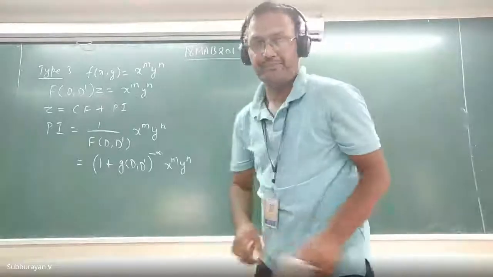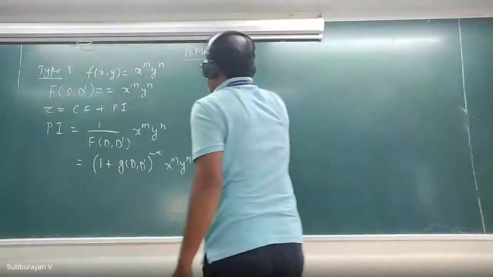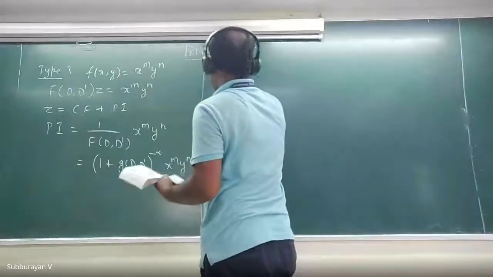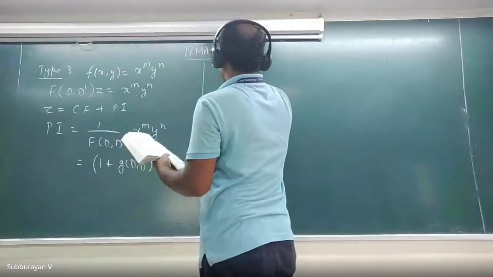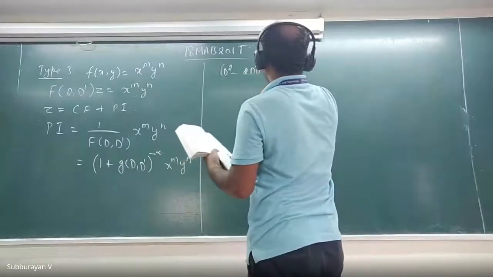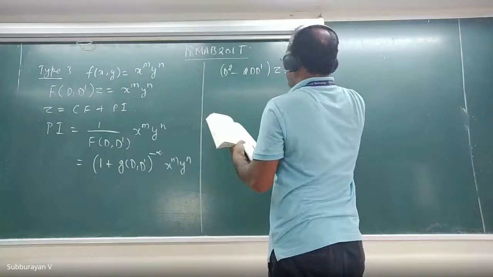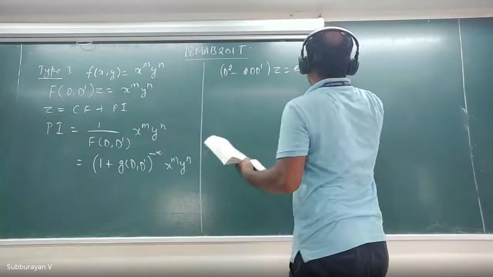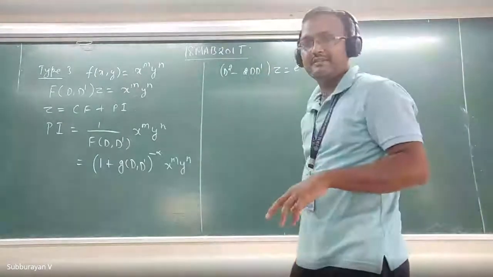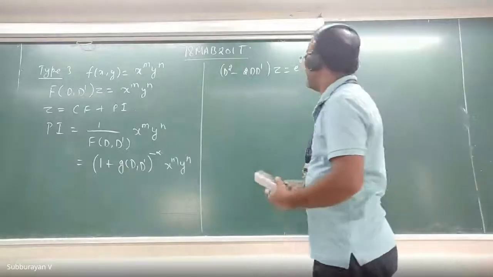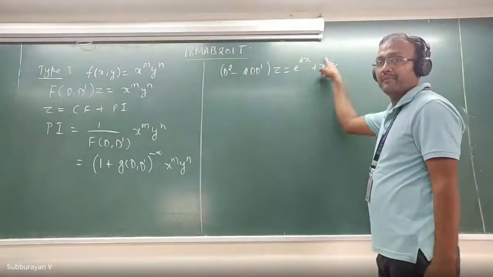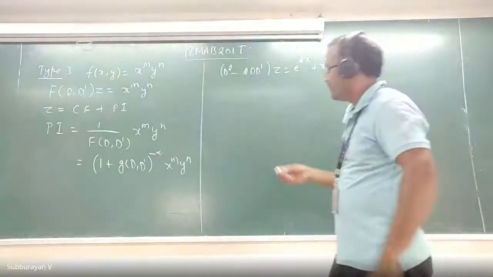First problem. Solve d square minus 2d d dash into z, which is equal to e power 2x plus x cube into y. See, what is the right hand side? Right hand side is a combination of exponential function and polynomial term. It is of the form x power m into y power n. Solution.